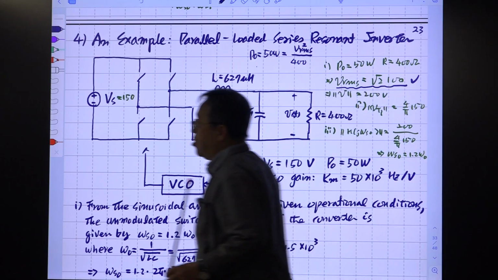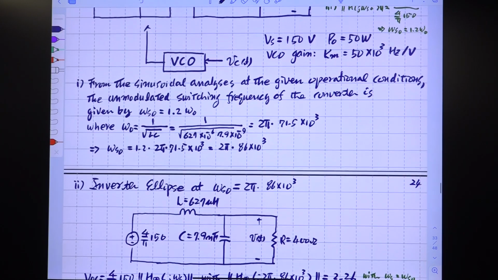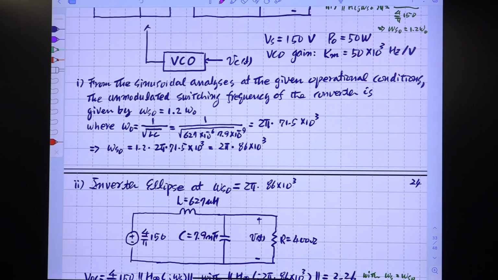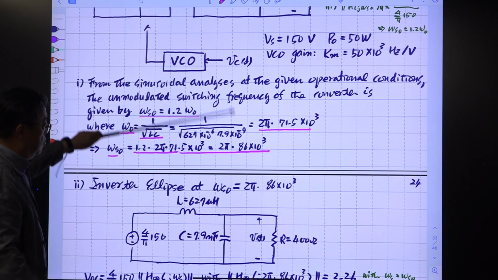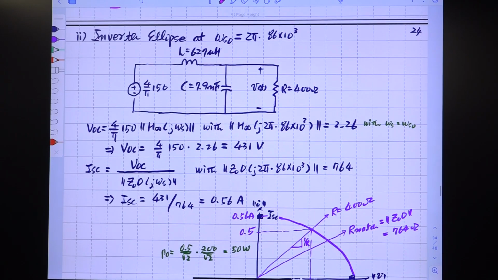So the switching frequency of this inverter should satisfy this condition. And we evaluate this omega naught from this component, and we have this. Then the unmodulated switching frequency of this converter, this inverter, should be this one. This is determined from the input-output condition with this output power. So with this, we already know the switching frequency of this inverter.